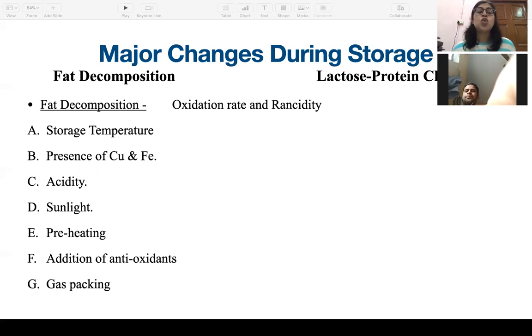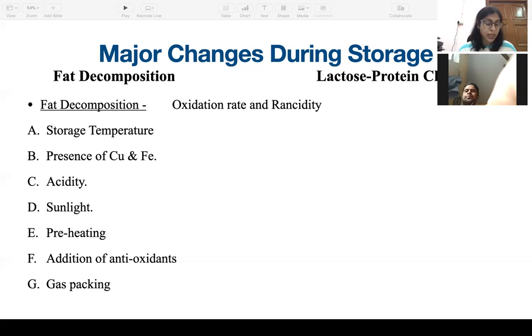The major changes which occur during storage are fat decomposition and lactose and protein changes. What happens in fat decomposition is the fat present inside the milk powder oxidizes and creates a rancid taste. Fat decomposition is controlled by these points: storage temperature, presence of copper and iron, acidity, sunlight, preheating, addition of antioxidants, and gas packaging. In case of storage temperature, the higher the storage temperature, the higher is the rate of oxidation. Is this clear?